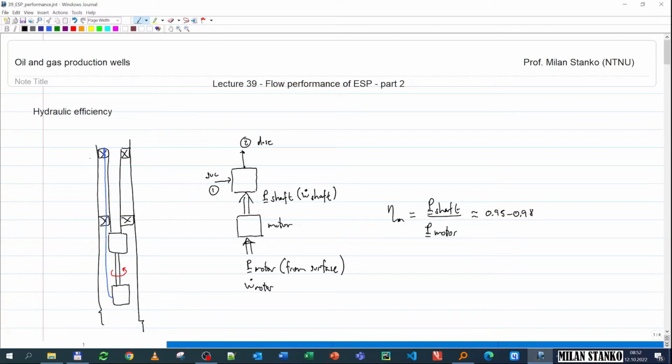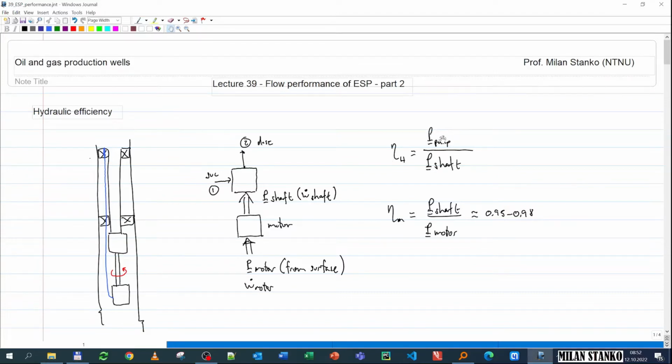Now comes the second part, which is the hydraulic efficiency, which tells you how much from that shaft power is actually used for pumping. So here you have the P shaft, and here we have some power that is required for pumping. Let's call it P pump, and we want to find out how that looks like. How does that efficiency, how this guy looks like, the P that you need, the power that you need for pumping.